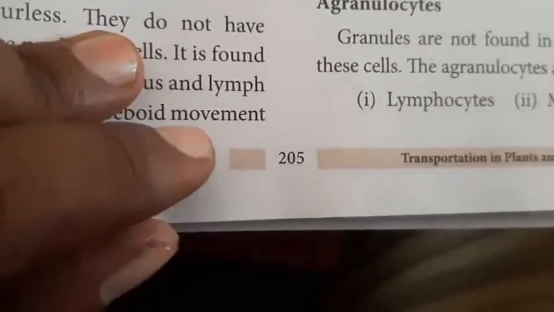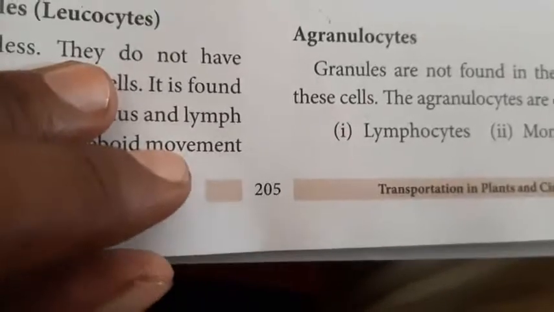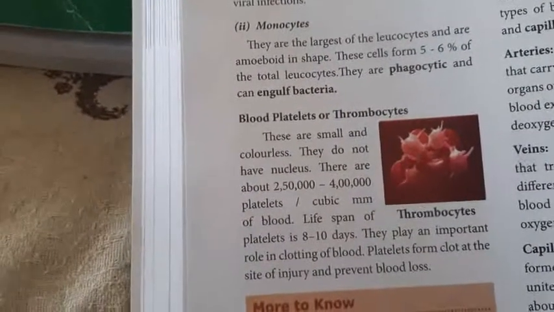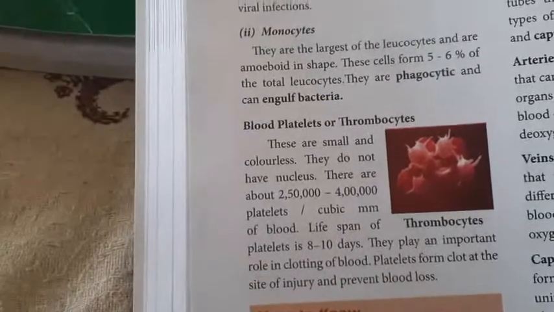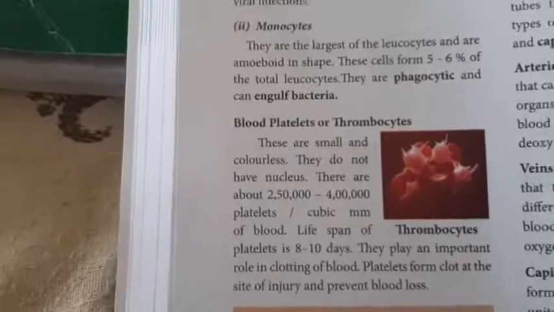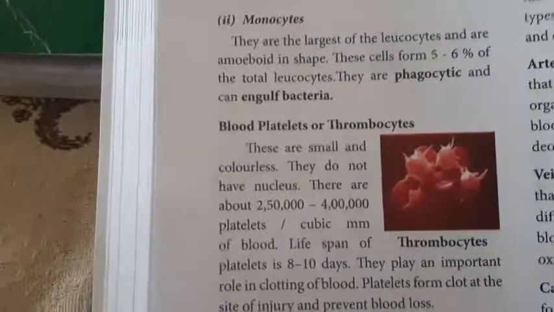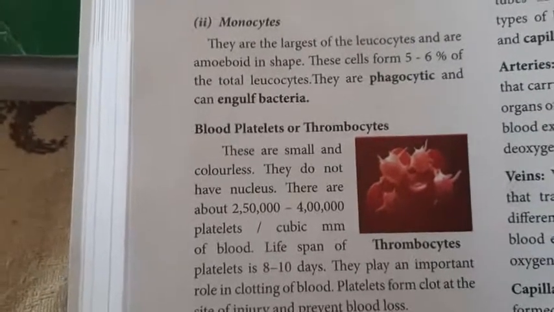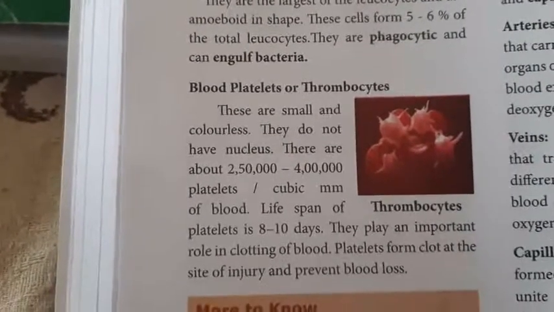Then agranulocytes. Granules are not formed in the cytoplasm. They are of two types: lymphocytes and monocytes. Lymphocytes are about 20 to 25% of total leukocytes. They produce antibodies during bacterial and viral infection. Monocytes are the largest of the leukocytes and have an amoeboid shape, forming 5 to 6% of the total leukocytes. They are phagocytic and engulf bacteria.